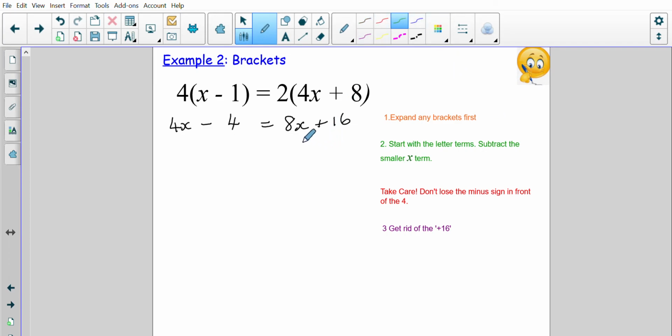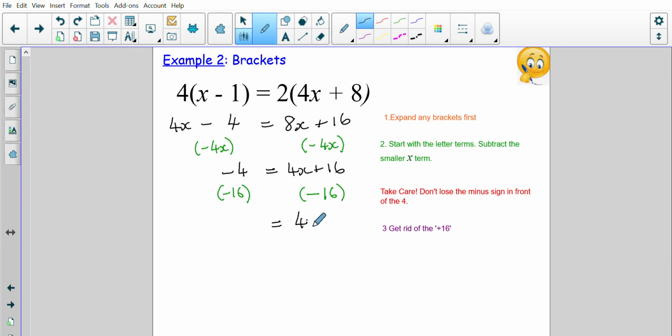Again, start with the letter terms and subtract the smaller amount. So I'm going to subtract 4x from each side. Remember that minus in front of the 4 belongs to the 4, don't drop it. 8x minus 4x is 4x. Next, I want to get rid of this plus 16. So I need to do, oh, don't make that mistake, that's a common mistake, forget to do the opposite. Now we need to minus 16 from both sides.